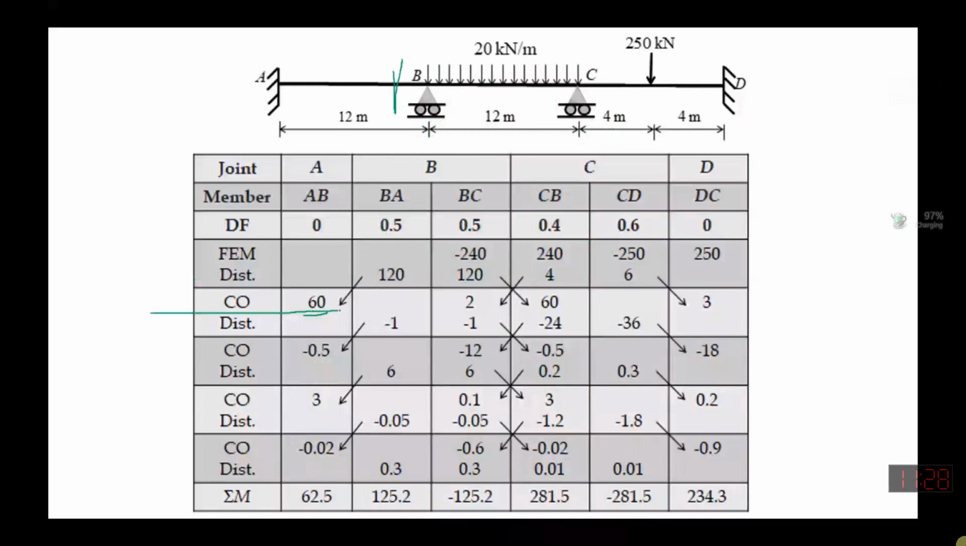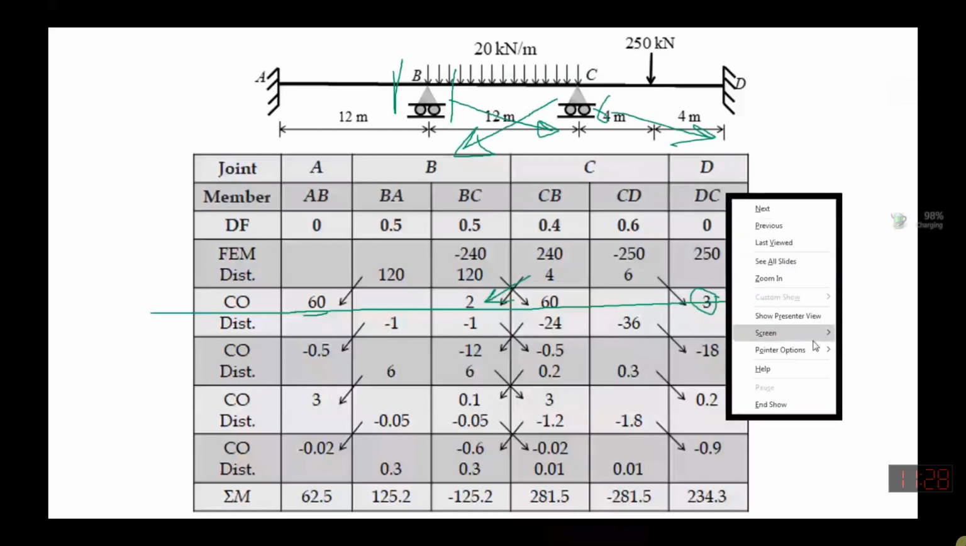So what we got here, that was 120. So this will be carried over to the other end. We have got 4 over here, that will be carried over to the other side. So if you see, it is 2 over here, it is 60 over here, and then we got 6 over here, which will be carried over to the other side as 3. Clear?